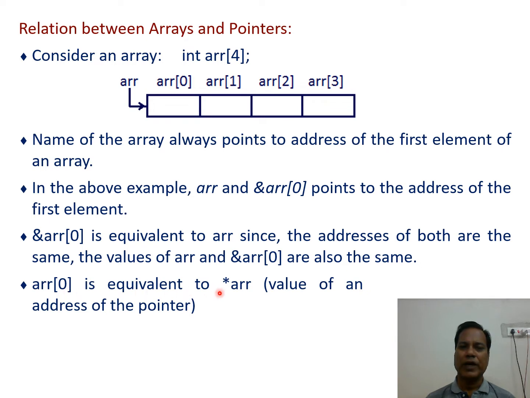r[0] indicates the first element of the array r, and is equivalent to *r, the value at the address the pointer holds, that is, the value of the first element of the array r.